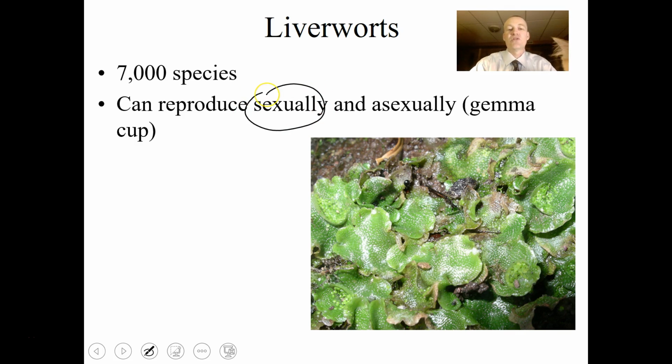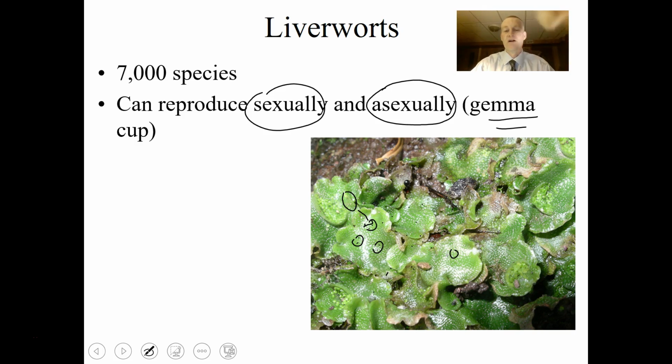They can reproduce sexually. They produce sperm cells and egg cells. But they also have the ability to reproduce asexually. They have these little gemma cups. I don't see one here, but they'd be little cups on the surface of these thalloids. And inside those cups, they have these little structures that form. When a water drop comes down, it actually splashes in there and shoots those little gemmae all over the place, those little asexual structures, and those will form new liverworts. So kind of cool that they have several different ways to reproduce.